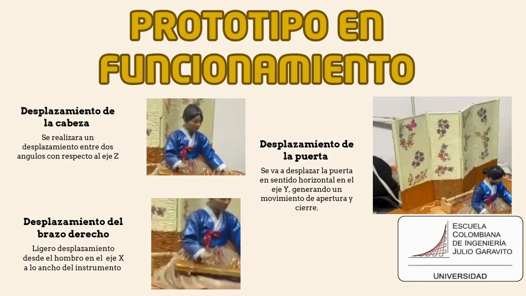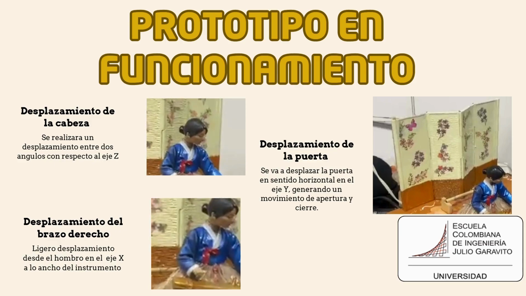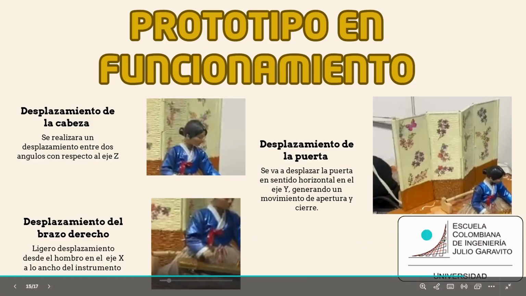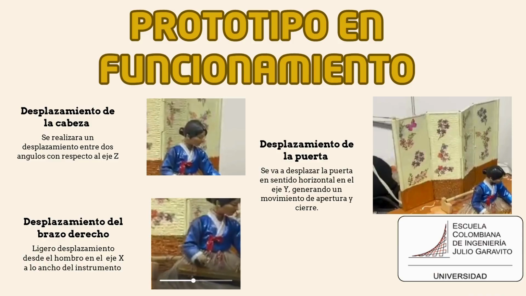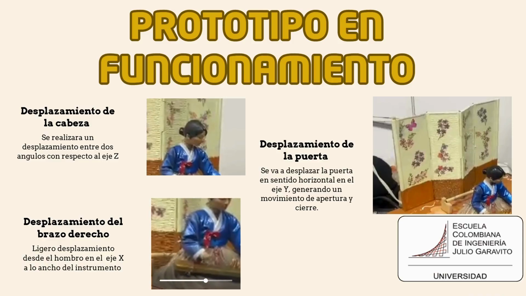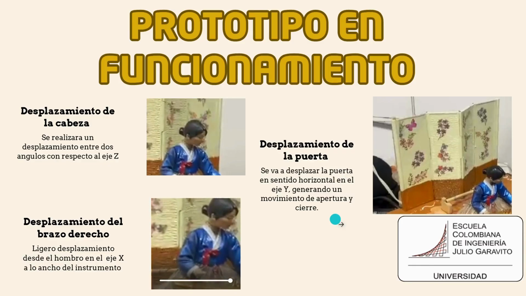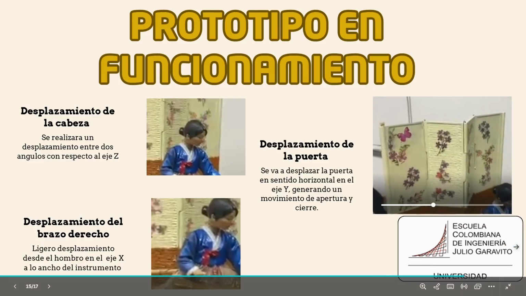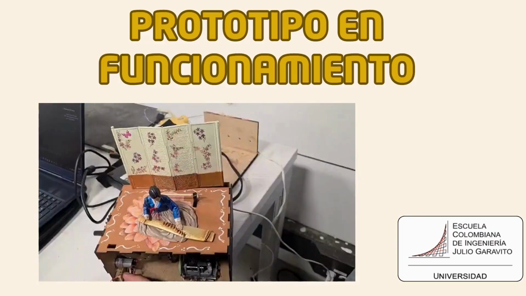The working prototype. For the head movement, which we mentioned earlier, you can see how we managed to get this movement between two angles, just like the movement of the right arm, where you can see how it moves as if it were playing the instrument. And for the third movement, which was the one for the door, you can see that we did manage to simulate opening and closing that door. Finally, the video, showing the prototype's final operation.